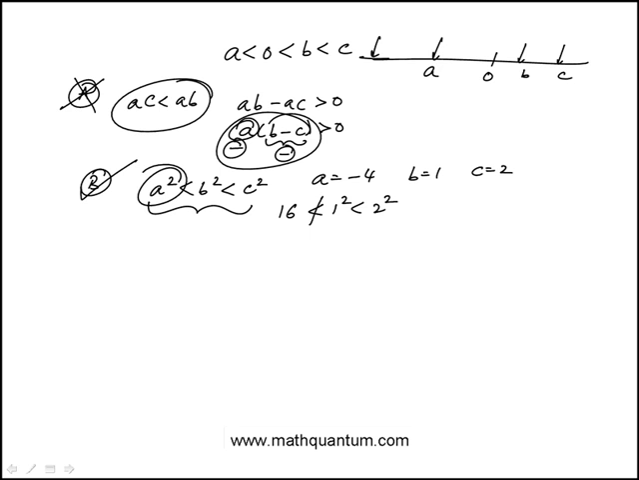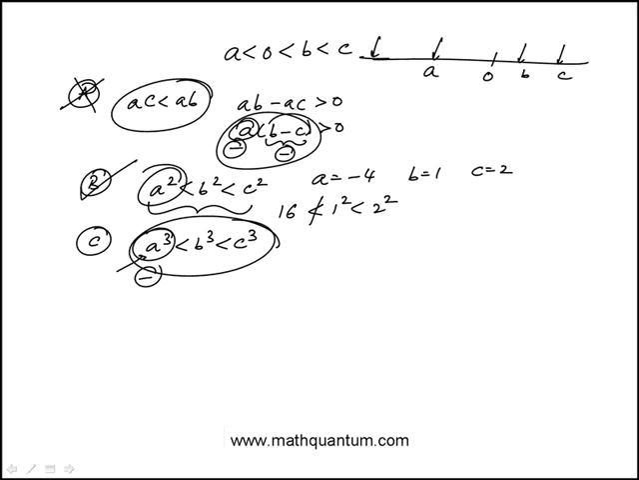So we don't have to technically do the remaining ones, but I'll do it for completeness here. This has to hold true because A cubed is negative. Both B cubed and C cubed will be positive. And because B is less than C, that would still hold true. So again, C is out.